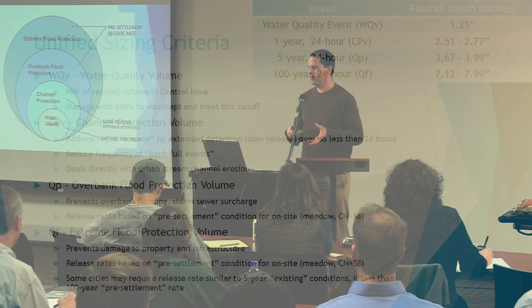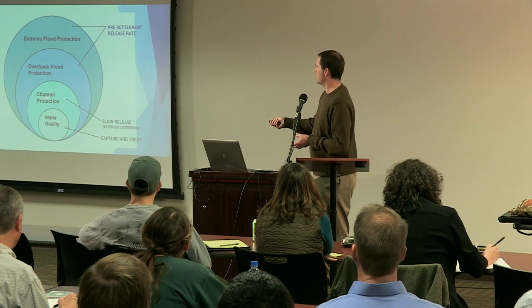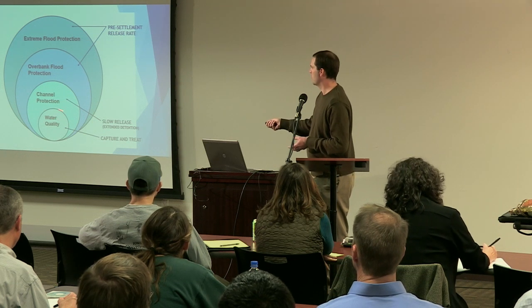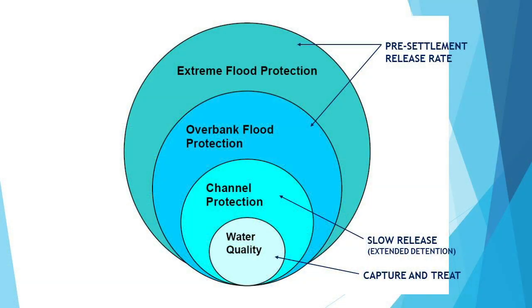And I always have trouble conveying exactly what this means. Well, you're kind of going from smallest to biggest. As far as your water quality volume, we're trying to capture and treat that. The channel protection, to protect our streams, we're going to slowly release that. We're talking extended detention. And then these larger storms, the big difference is we're going to talk a little bit about the importance of releasing that at a rate that would have been similar to pre-settlement, the meadow in good condition, and the reasons for that.